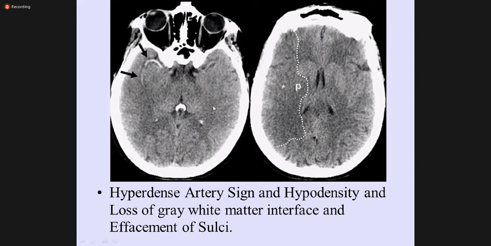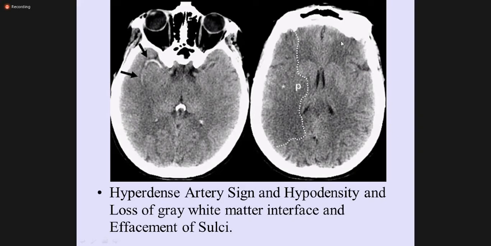So if we are aware that this is the level of the basal ganglia, and this is the level of the MCA, and this is the normal middle cerebral artery, which is not that hyperdense, but we can see that this one is hyperdense. This is signifying the hyperdense artery sign, which is the thrombus in the right MCA.